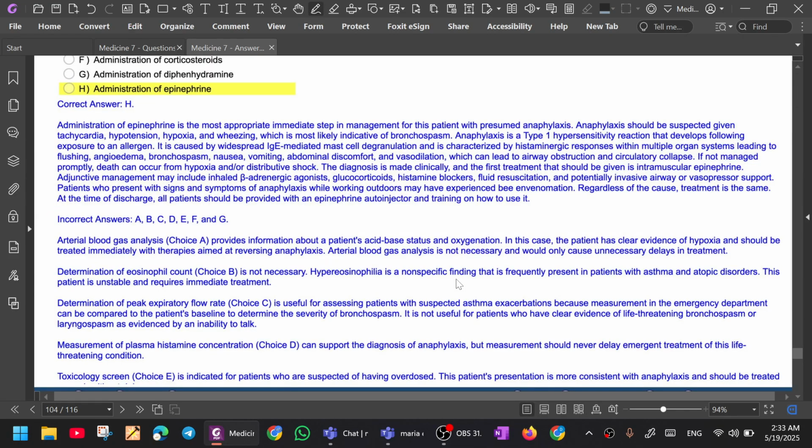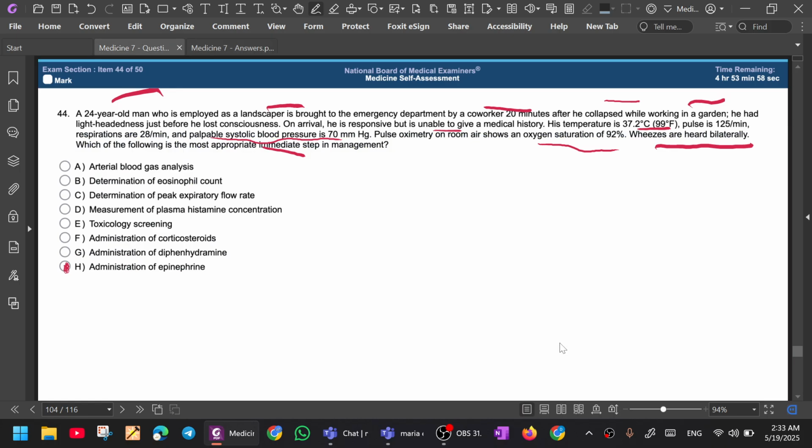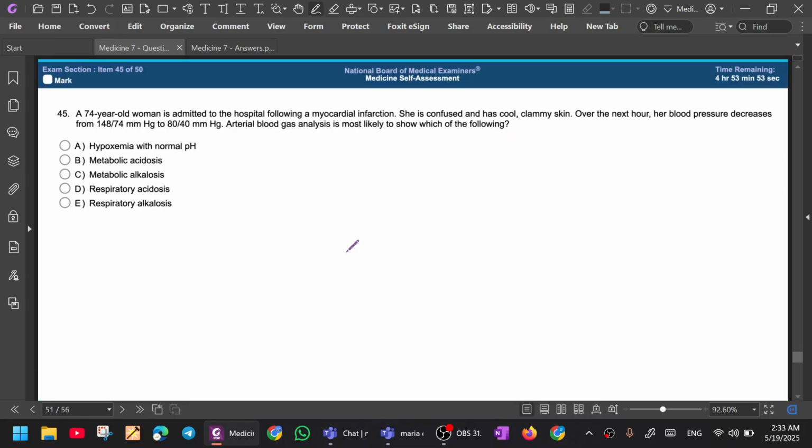Which of the following is most likely to show what? A 74-year-old woman is admitted to the hospital following an MI. She's confused and has cool, clammy skin. Over the next hour, BP decreases. What do you see?